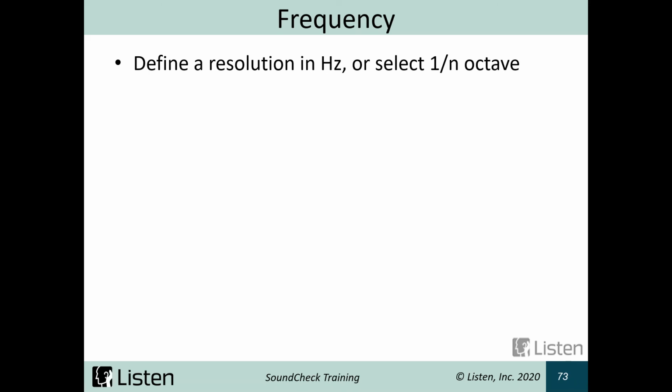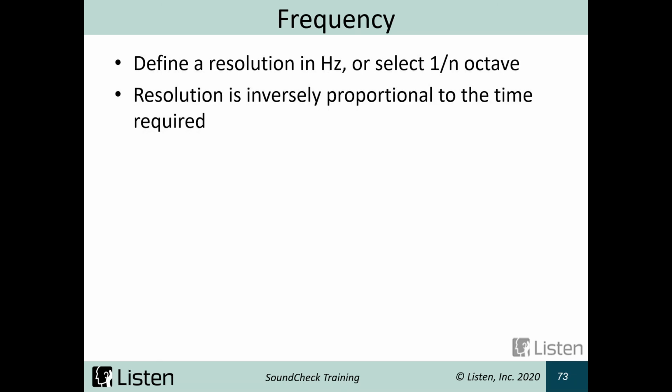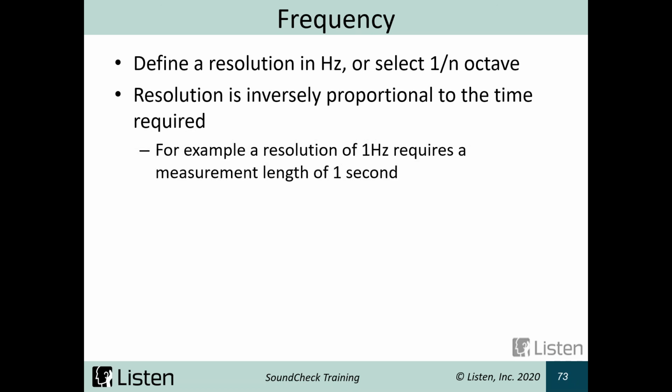So the first thing we're going to do is define the resolution. Most commonly, we define it in hertz, so a 5 hertz FFT resolution. We could also select 1 over nth octave, though. Resolution is inversely proportional to the time required. So if I wanted a resolution of 1 hertz, then I would require a measurement length of 1 second.